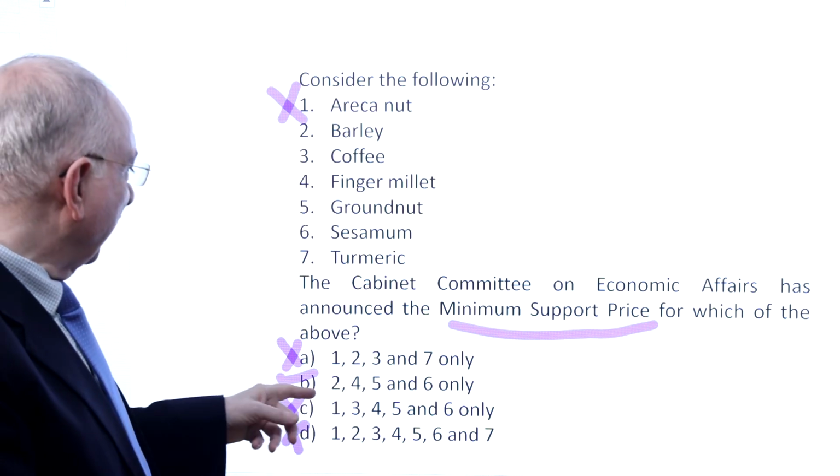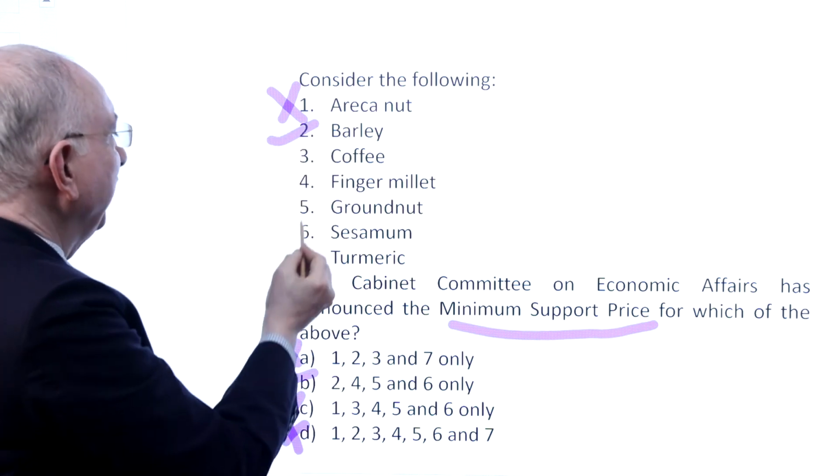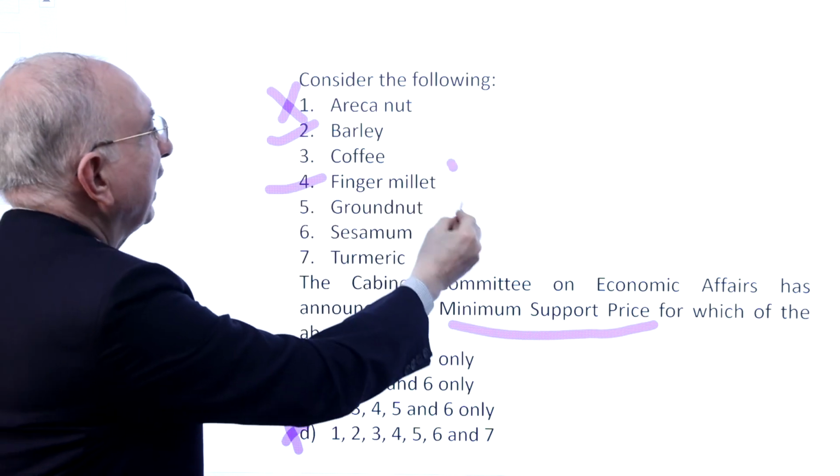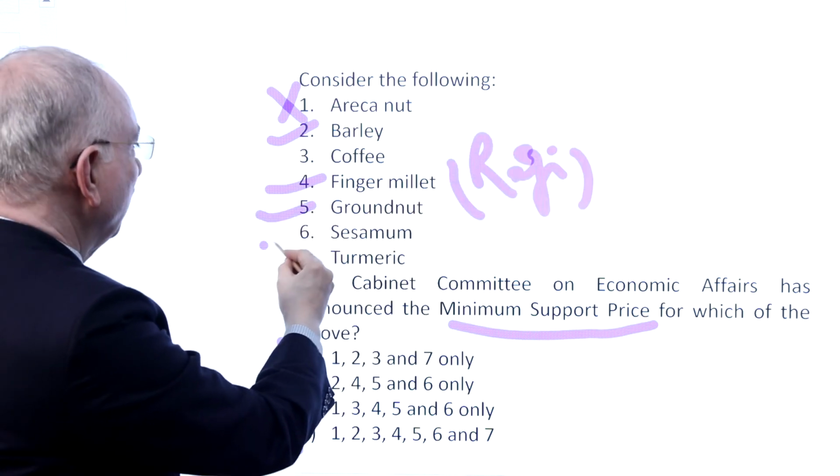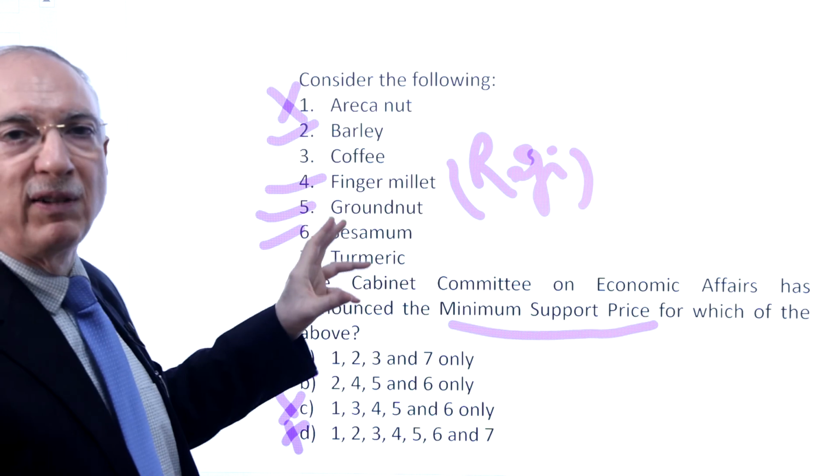That means which are the crops? 2, barley is included. 4, finger millet, that is ragi. 5, groundnut, sesamum. These are the crops which are covered under MSP.